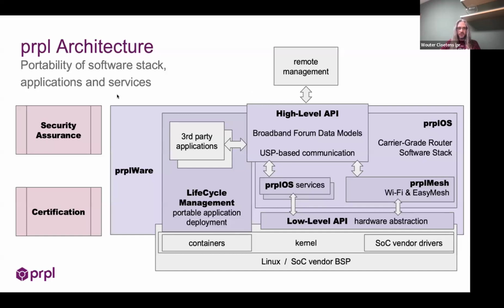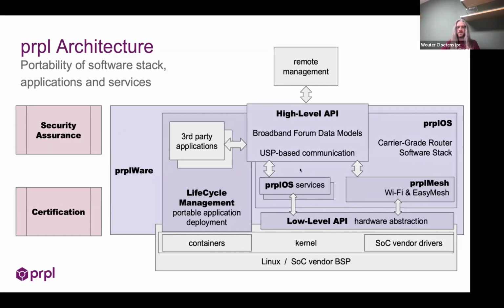here's the high-level picture, right? So prplWare is all of the different software that we support. Some of these are these TR181 native services that we put into a prpl, which on the northbound have this TR181 high-level API and communicate via USB to remote management. And via the low-level API, if necessary, interface with Linux and the hardware. That's the basis of it.